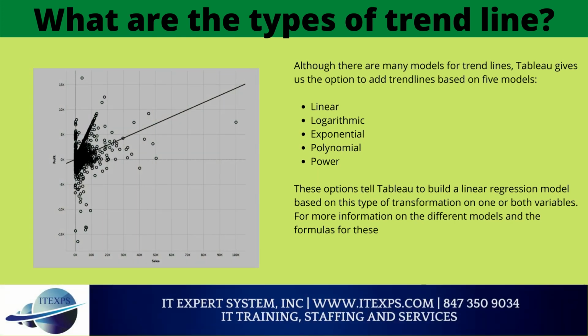What are the types of trend line? Although there are many models for trend lines, Tableau gives us the option to add trend lines based on 5 models: linear, logarithmic, exponential, polynomial, power. These options tell Tableau to build a linear regression model based on this type of transformation on one or both variables. For more information on the different models and the formulas for these.